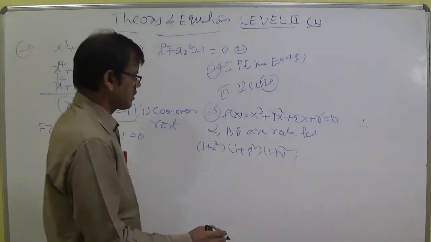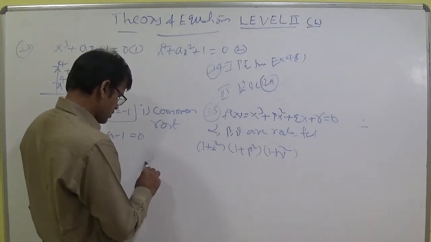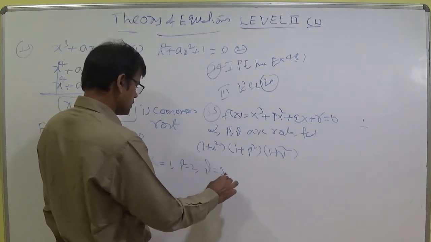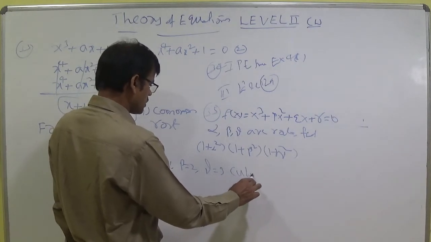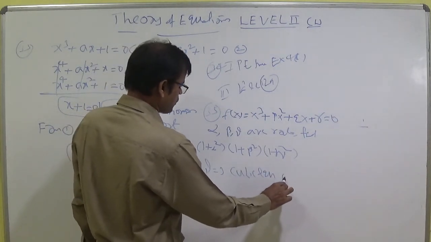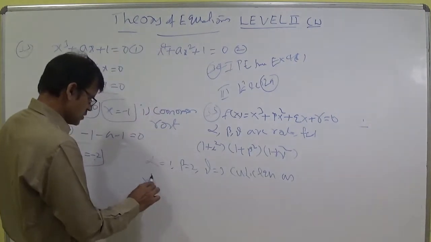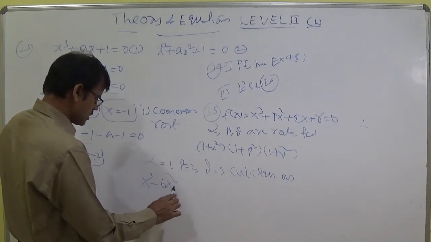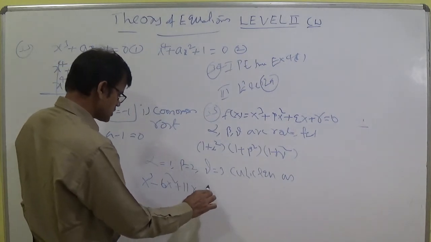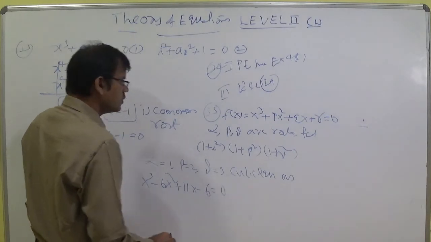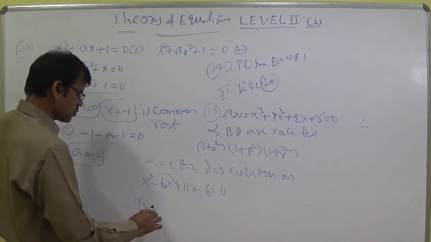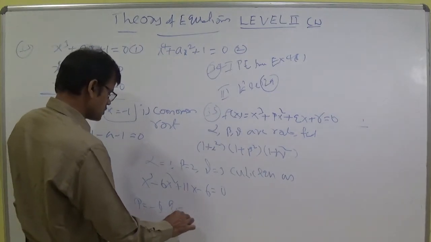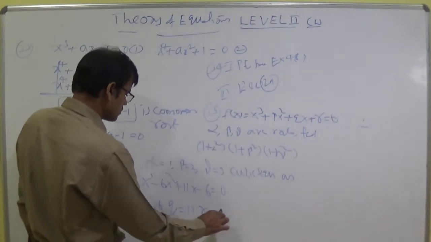So it is better to take alpha, beta, gamma as particular values. Alpha is equal to 1, beta is equal to 2 and gamma is equal to 3. Then you can write the cubic equation as x cube minus 6x square plus 11x minus 6 equal to 0. Depending upon the p, q, r values, you can write p is equal to minus 6, q is equal to 11, r is equal to minus 6.